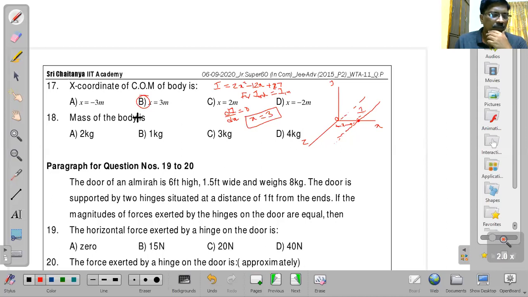But here, what is the mass of the body? That is the question. What is the mass of the body? Here, they asked the mass of the body. So the center of mass is at a distance x, no? The center of mass is at a distance x.